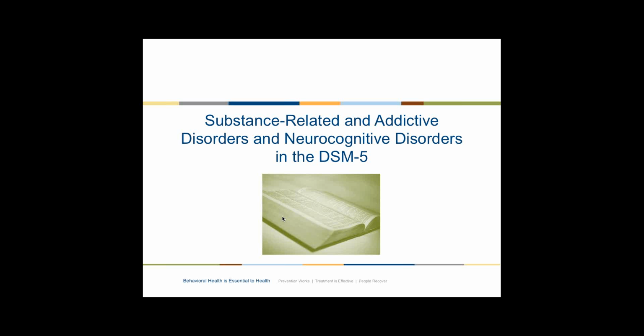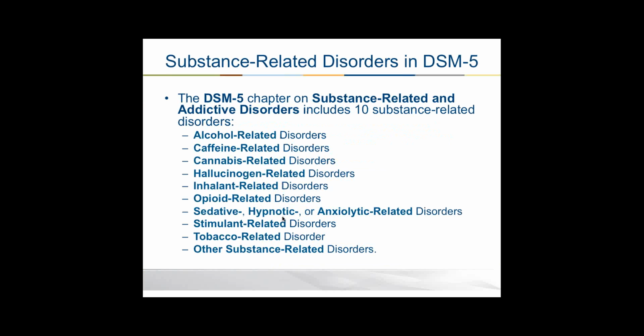So let's turn to a more detailed consideration of substance-related and addictive disorders. That's the first major category that we're going to be concerned with, and neurocognitive disorders, which we'll also talk about a little bit. In this chapter in DSM-5, there are 10 substance-related disorders, ranging from alcohol-related disorder through tobacco-related disorder and including other substance-related disorders.